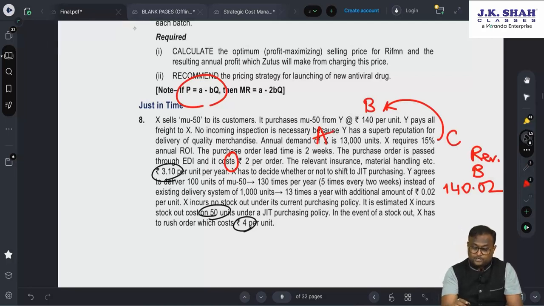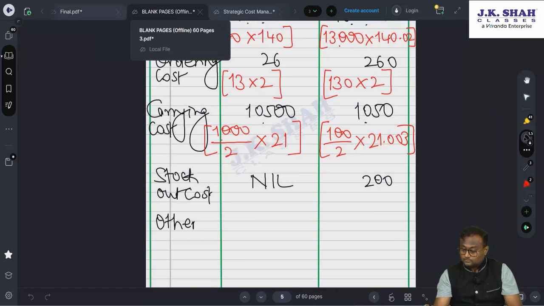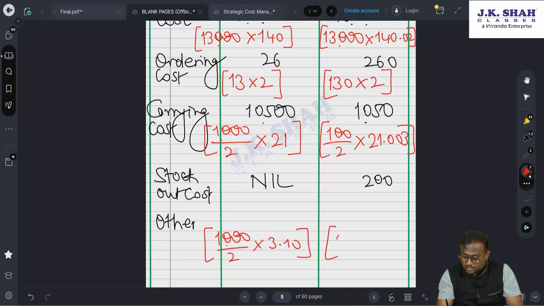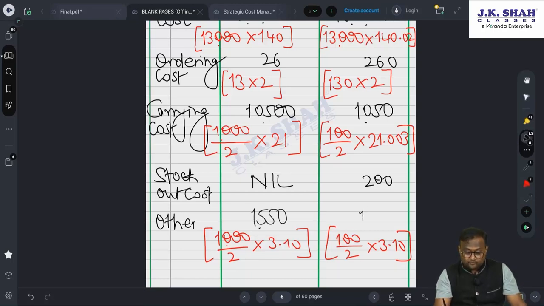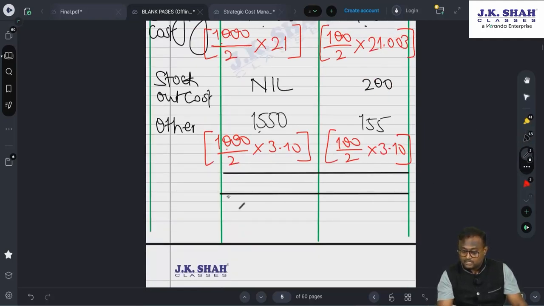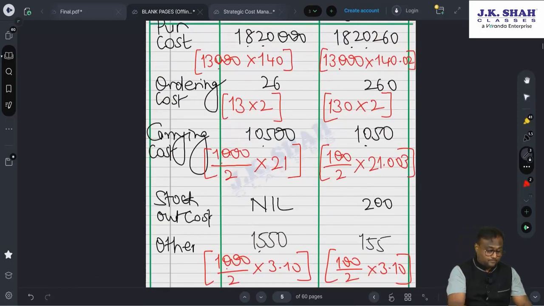See, 3.10. So, other carrying cost: 1000 upon 2 into 3.10 and 100 upon 2 into 3.10. So, 500 into 3.10, 1550 will be recorded here and 155 will be recorded here. Now, there is no other cost structure involved. So, let me get the complete total here. 18,20,000 plus 26 plus 10,500 plus 1550.